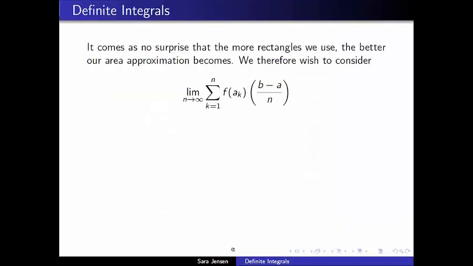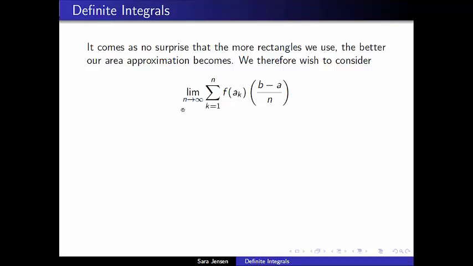Now, it should come as no surprise to us that the more rectangles we use, the better our area approximation becomes. So in theory, if we take that sum, which was representing the total area from the previous page, and we take the limit as n goes off towards infinity, the number of rectangles we're using becoming infinite, then our approximation should get closer and closer to the actual value of the area underneath that curve. And so this is something that we're going to want to evaluate.